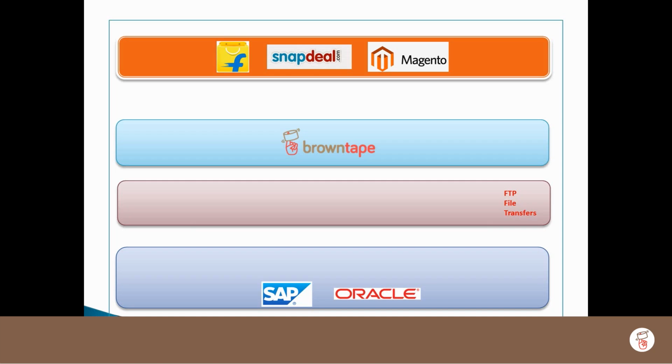Now when an order is created by a buyer in any of the marketplaces, the details of the same are copied in Browntape when the marketplace and Browntape are synced. The frequency of this syncing can be decided based on the expected volume of orders in the marketplace.